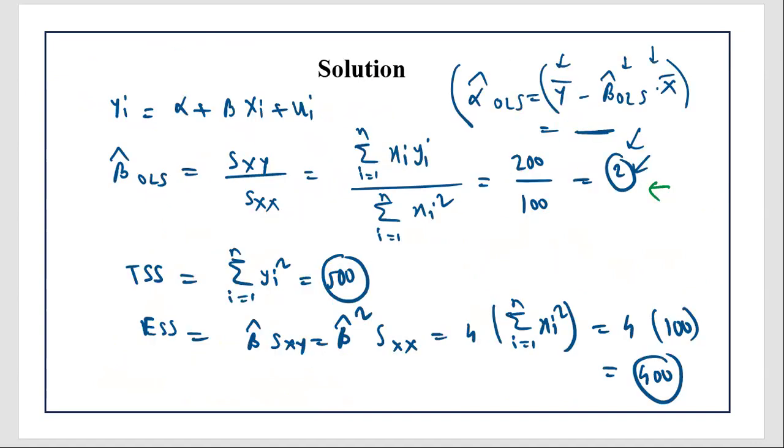So here this is your homework. Please do this. How to find out alpha cap OLS. All the values are given. Just compute and let me know in the comment section what you get as the alpha cap OLS. And the rest of the portion is simply as we have seen in the previous question.